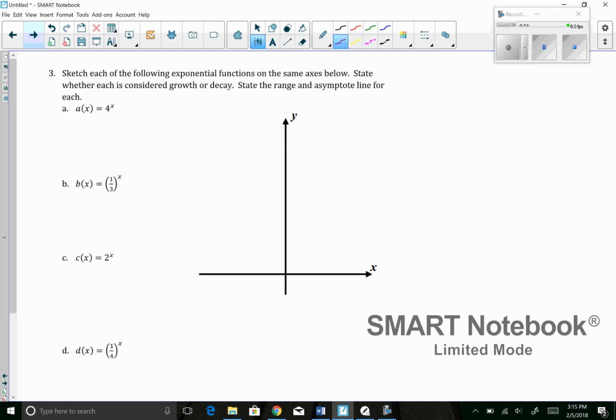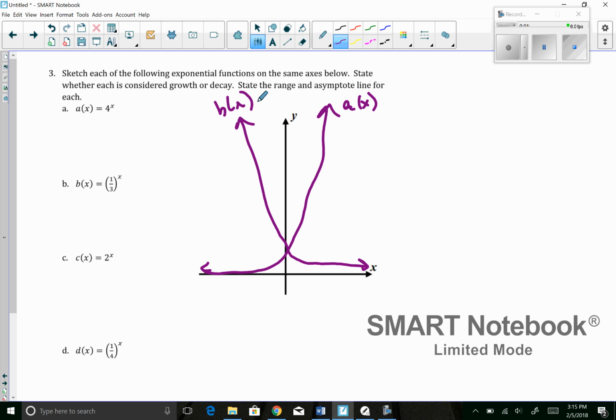Number 3 asks us to graph 4 different functions here. So the first one we'll graph is 4 to the x, so that's going to start low, come up, and be really, really steep. We'll call that a of x. B of x is 1/3 to the x, so that's going to come down, and it'll cross through the y-axis at the same place. We'll call that b of x. 2 to the x is going to look just like 4 to the x. It's not going to be as steep, so it'll kind of go up a little bit differently.